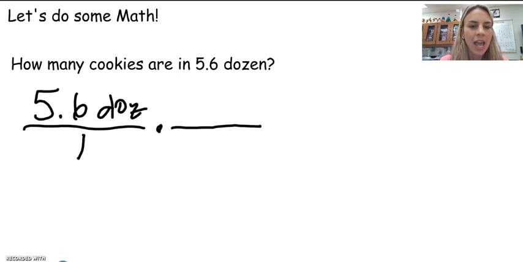This ratio is also going to be equal to 1. Hey, Miss Rose, what's 5 times 1? 5. So what's 5.6 times 1 going to be? 5.6. We do not want to change the value of the cookies that we have. We want to keep it consistent with the 5.6 dozen. So I'm going to multiply it by a ratio that's equal to 1. I'm going to write a dozen down here, and if I have a dozen here and a dozen here, those 2 units will cancel out.